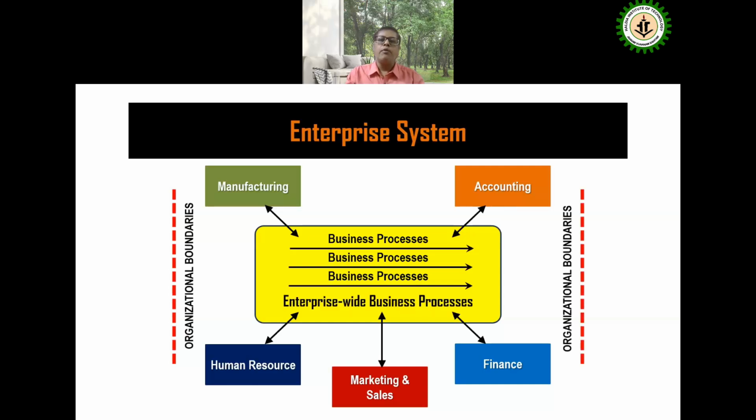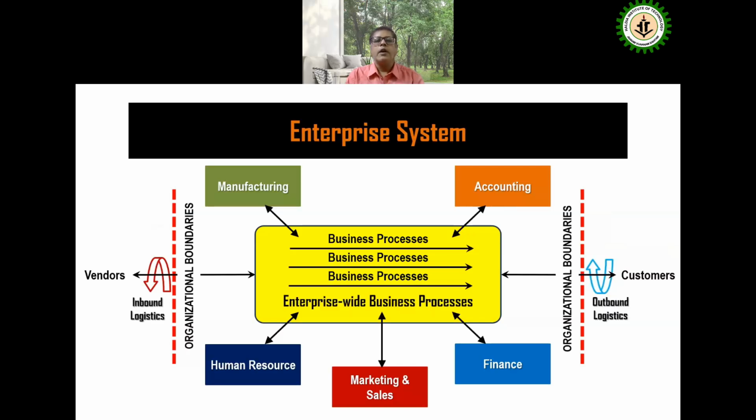This system not only supported the intercommunication between different departments, but it is also concerned with exchange of information from the external entities, say vendors and customers, and also the inbound and outbound logistics concerned with vendors and customers respectively. That means what need to be transported to which particular customer, these functions are concerned with outbound logistics.